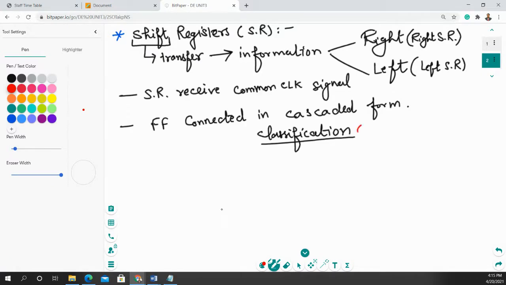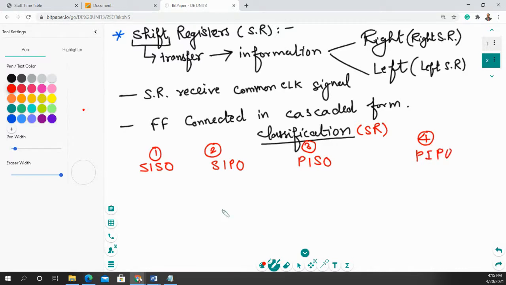Shift register. I have told you a shift register can be classified as serial in, serial out. This is the first form. Second form, serial in, parallel out. Third form, parallel in, serial out. Fourth form, parallel in, parallel out. These are the four forms. Accordingly, your shift register can be classified in these types of forms.